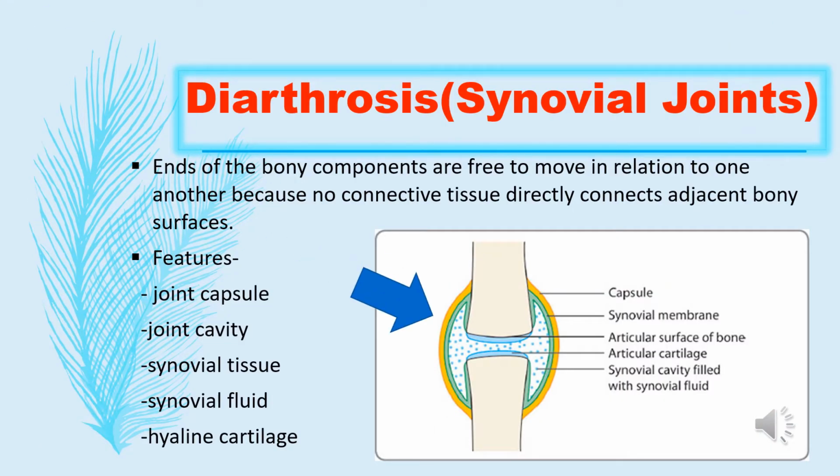Very important joints in our body are synovial joints. In these, ends of bony components are free to move in relation to one another because no connective tissue directly connects adjacent bony surfaces. It has a few features: it has a joint capsule, a joint cavity, a synovial tissue and a synovial fluid, and hyaline cartilage.